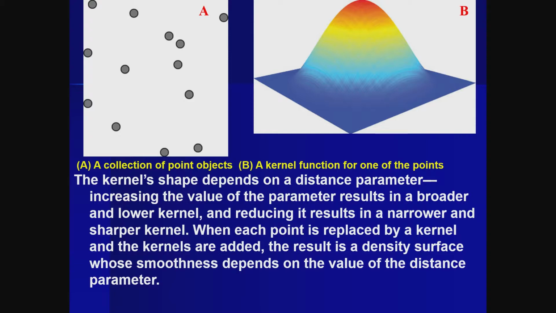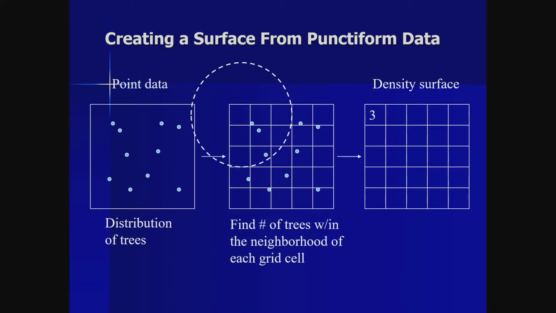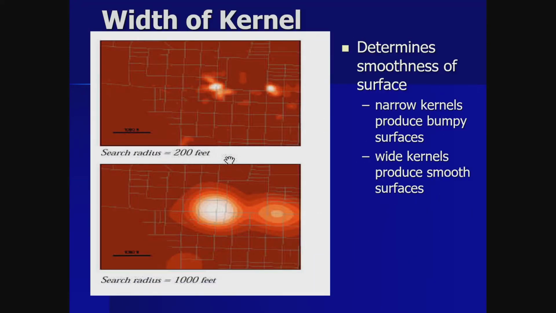All right, so the kernel shape is defined by a distance parameter. Just like with the circle here, you specify a distance, and it basically smooths the surface more. If you define the circle as a larger circle, you'll get a smoother surface. So narrow kernels produce bumpy surfaces. Wide kernels produce smooth surfaces.